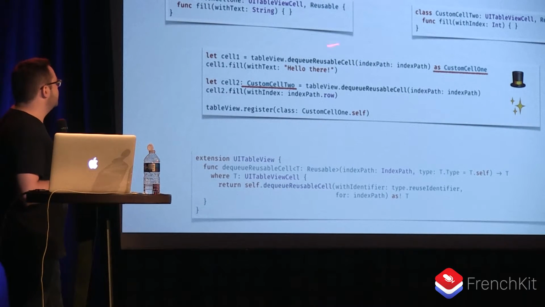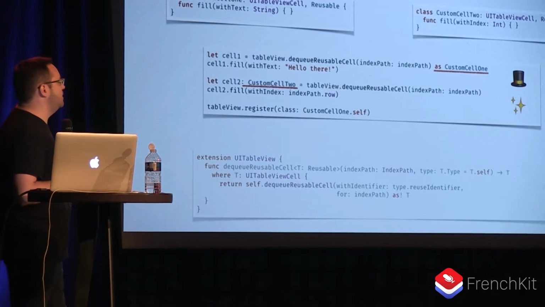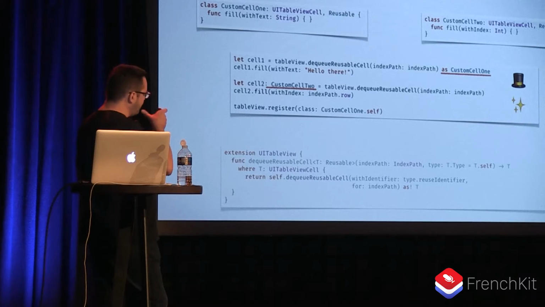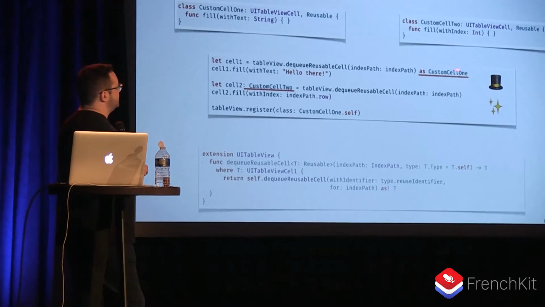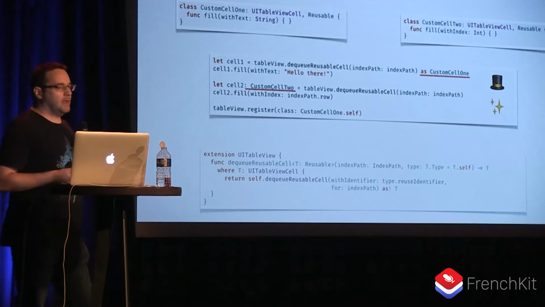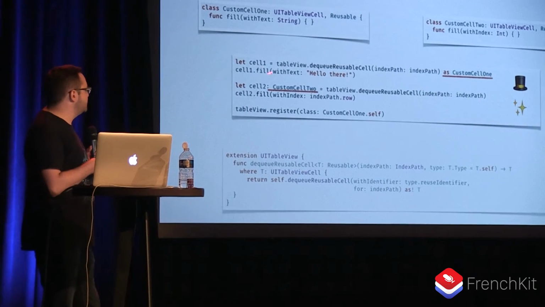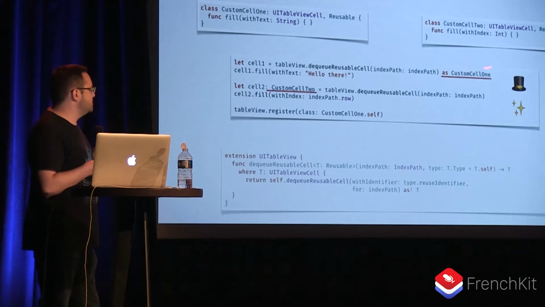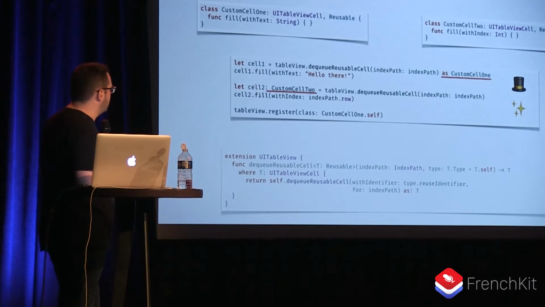So just by using this mixin, you mark that, you got a lot of implementation detail for free, and now thanks to our extension, you got a type-safe and pretty nice API that doesn't use the string type anymore. So we just saw that "as" is one way to help the compiler understand that you want the reusable cell to be a custom cell 1. There are other ways to do that. Another one is to explicitly type your variable.